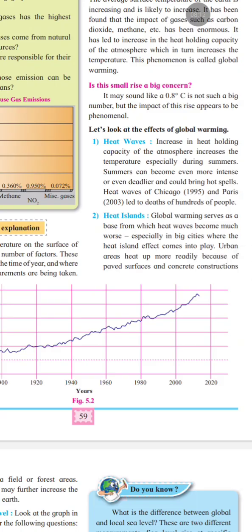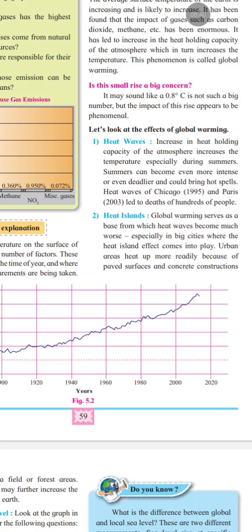First is heat waves. The increase in the heat holding capacity of the atmosphere increases temperatures, especially during summer. As a result, summers can become more intense and even more dangerous. This can lead to the occurrence of hot spells or heat waves. A heat wave means a period of abnormally high temperatures.